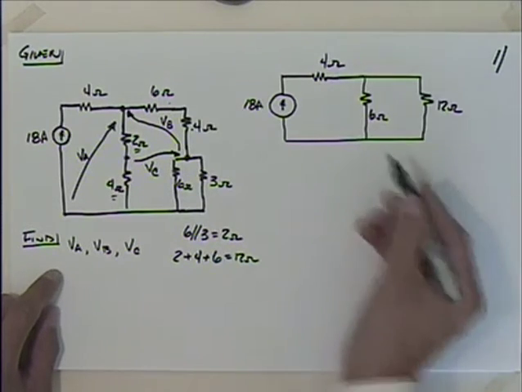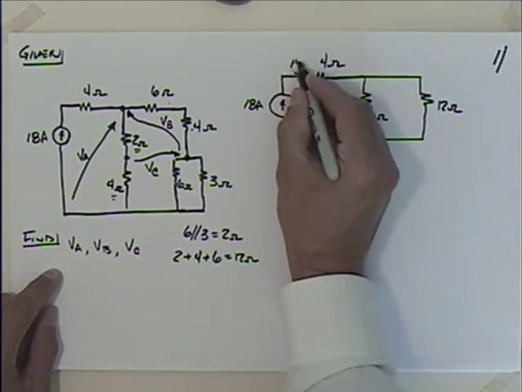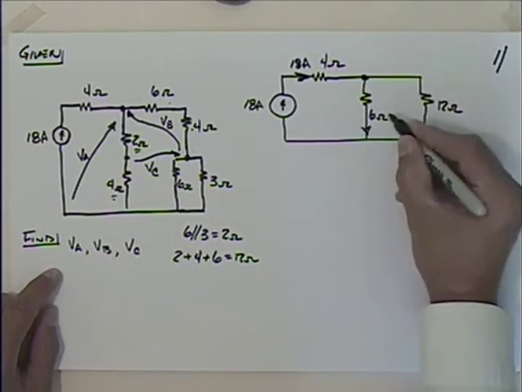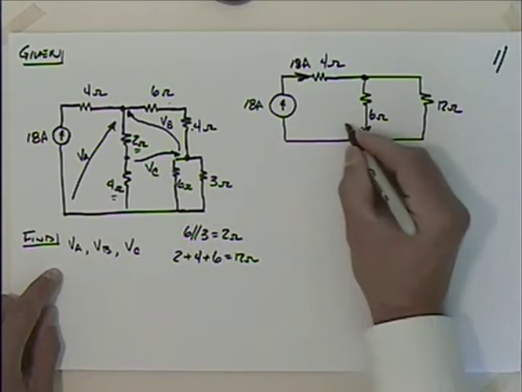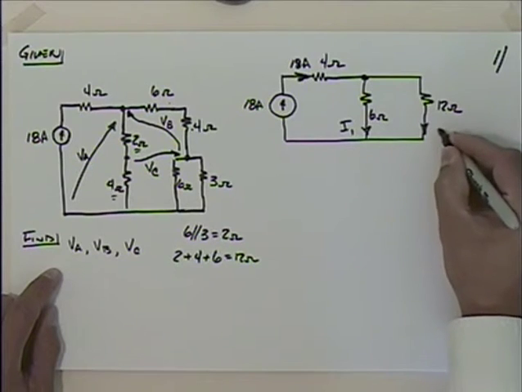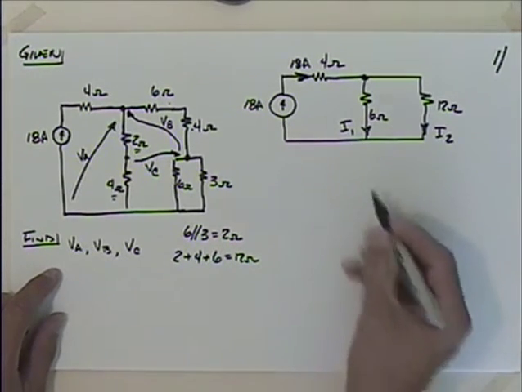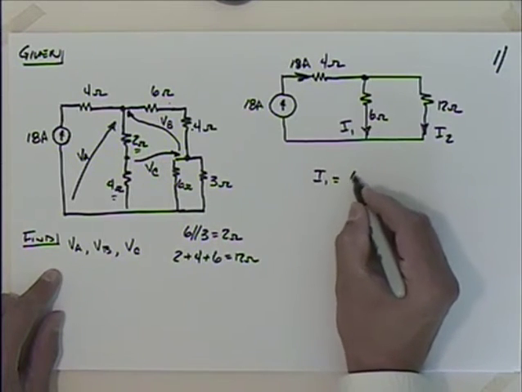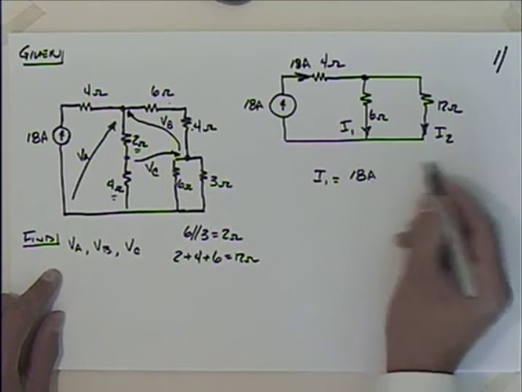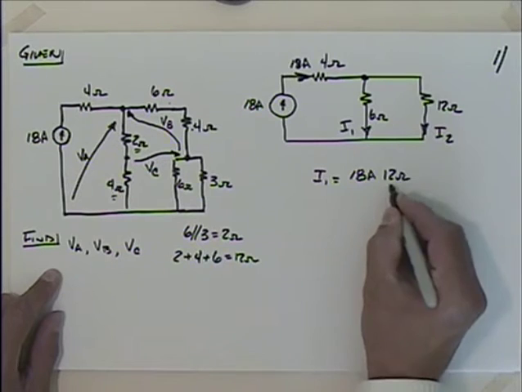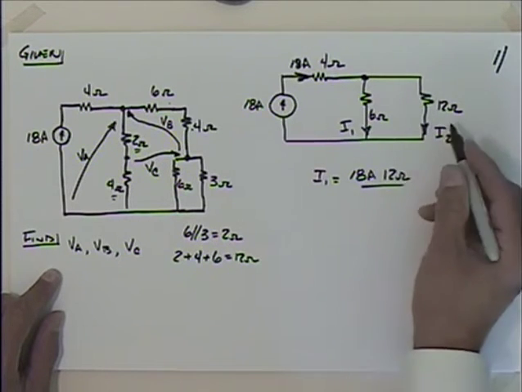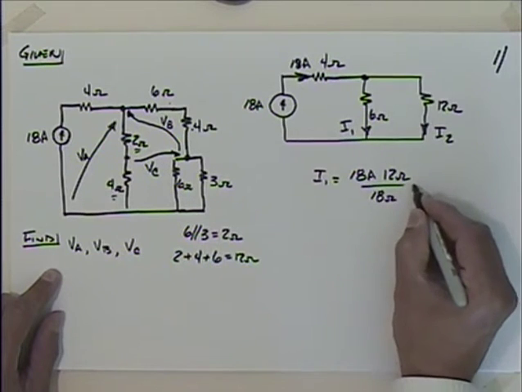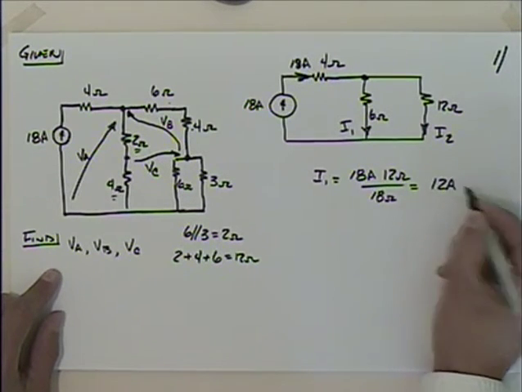So now I know that I've got 18 amps here, and it's going to come to this point and it's going to split. Some of it's going to go down here. We could call this I1. Some of it's going to go down here. We could call this I2. Looks like a job for current division. I could say that I1 is equal to 18 amps times the other resistor, 12 ohms, divided by the sum of those, which is 6 plus 12, which is 18 ohms, gives me 12 amps.